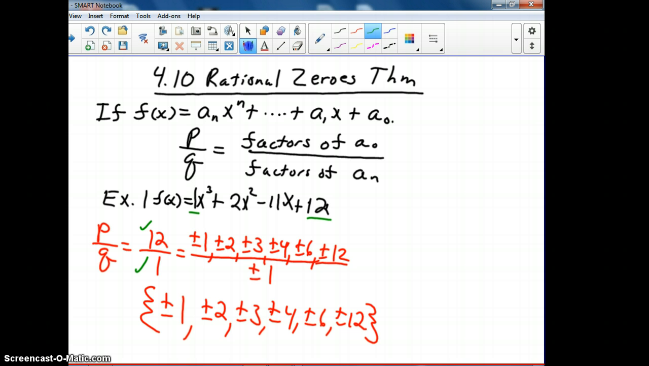So in other words, what you get is this. These are the numbers: plus or minus 1, plus or minus 2, plus or minus 3, plus or minus 4, plus or minus 6, plus or minus 12. These numbers could be rational zeros for this equation that's up here, or this one right here. Those could be the rational zeros.